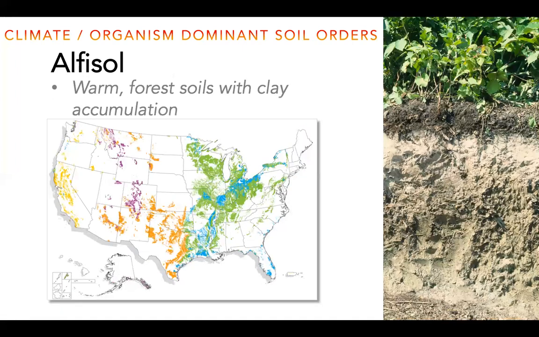The next one is an alfisol. So alfisols are if you have a deciduous forest in a warmer climate. These warmer forest soils start to have clay accumulation in the subsoil here. You can see that really distinct organic matter at the top, but then there's also some clay accumulation down here, and they're spread out all over the US. Now, obviously this isn't all forests currently, but if we left it to its own devices, these would be deciduous type forests.